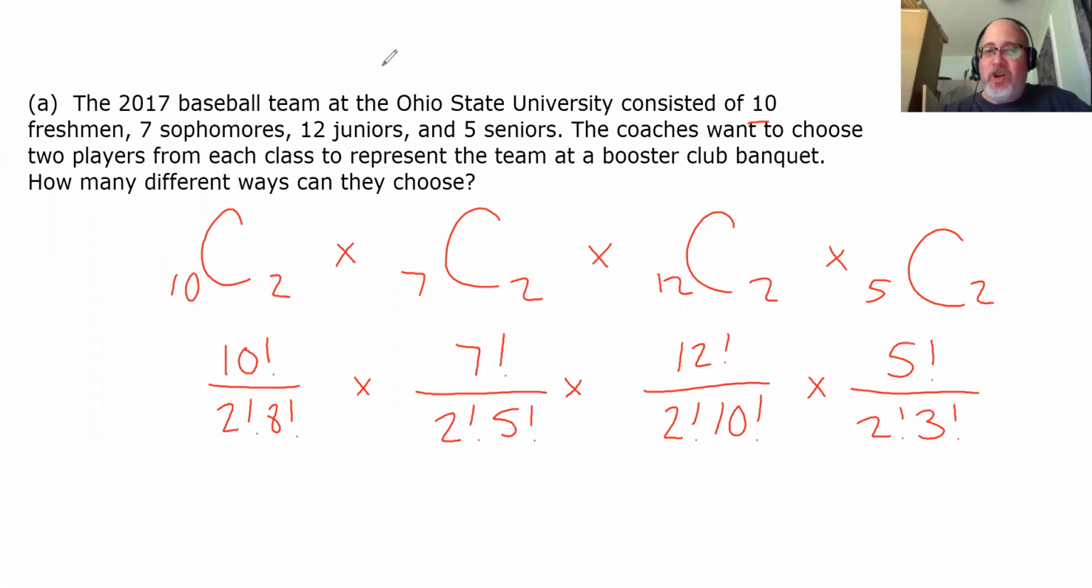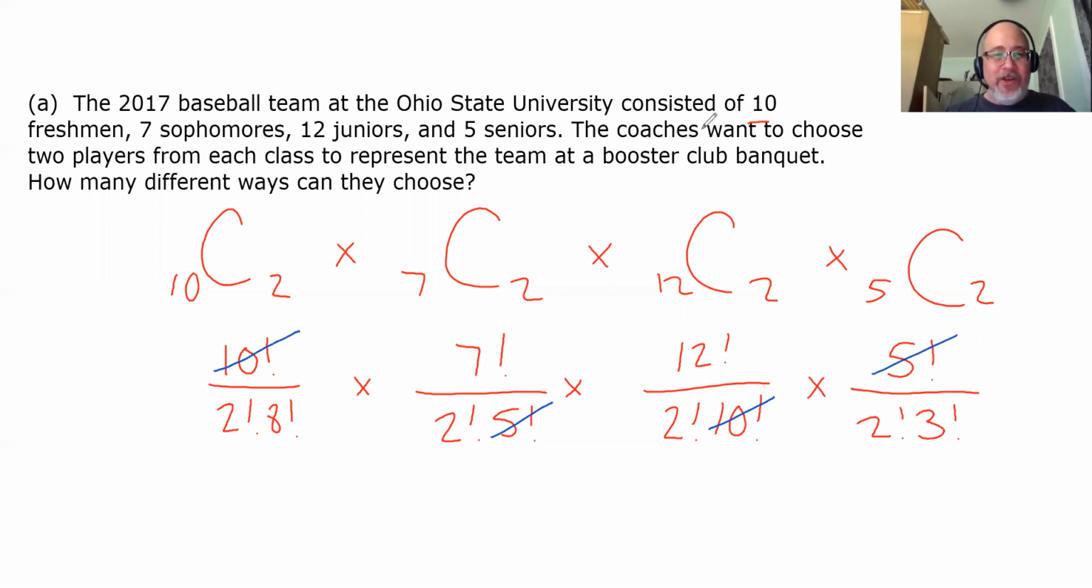Now we could expand and start canceling, but here's a nice little trick. When you're multiplying multiple fractions, any numerator factor that matches any denominator factor can cancel. And 2 things jump out to me. This 10 factorial will totally wipe out that 10 factorial. And there's another. This 5 factorial will totally wipe out that one. That's good. That's less stuff we have to work with.